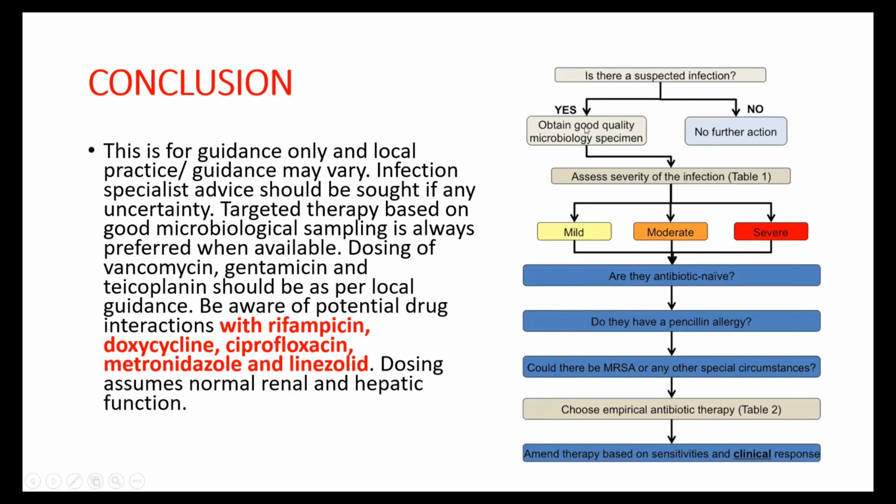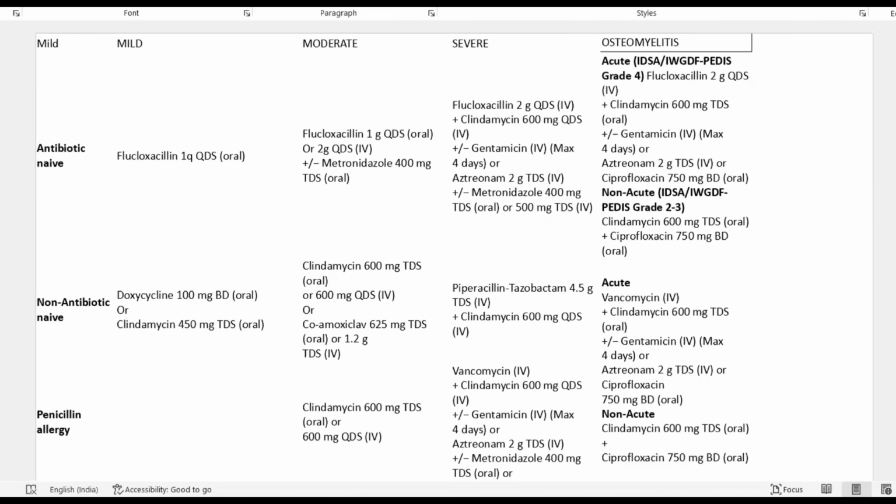Is there a suspected infection? Then obtain a good quality microbiology specimen and assess the severity of infection: mild, moderate, or severe. Are they antibiotic naive? Do they have a penicillin allergy? Could there be MRSA or any other special circumstance? Choose empirical antibiotic therapy, and amend the therapy based on the sensitivities and clinical response. In the case of antibiotic naive, flucloxacillin with metronidazole with or without gentamicin, and in severe, flucloxacillin plus clindamycin plus or minus gentamicin.